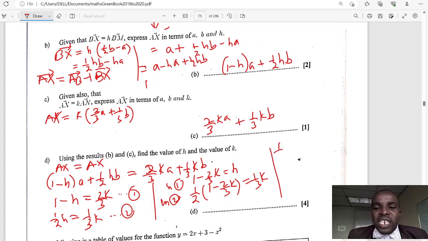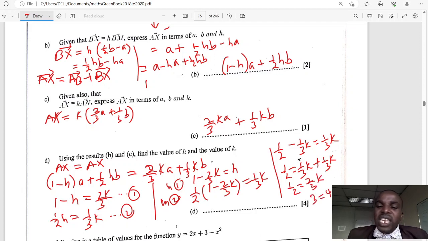So you remove the bracket. Half minus 1/3 K is equal to 1/3 K. Then collect like terms: half is equal to 1/3 K plus 1/3 K. Then half is equal to 2/3 K. Then cross multiply, it will be 3 is equal to 4K. Then divide by 4, you get K is equal to 3/4. Then for H, you can use this part. Where there's K, you put 3/4, then you can find your H.